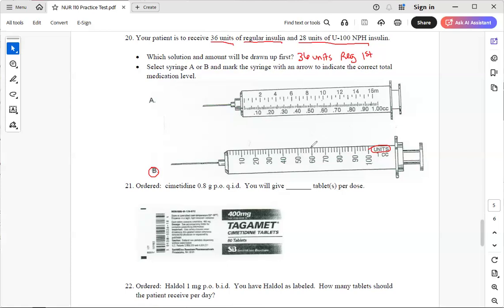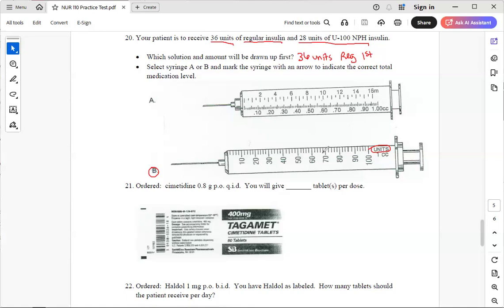These, so I want 64. So let's see, are these in increments of 1? So 61, 62, 63, 64, 65. No, it says 70. So that's my indication that they're not increments of 1 unit. So then I'm going to do 2 units. So 62, 64, 66, 68, 70.